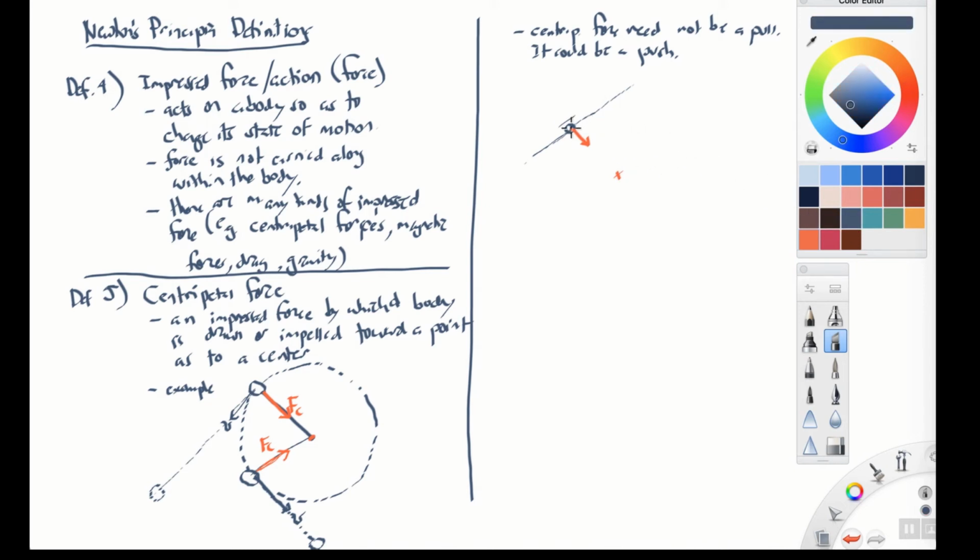And now instead of going in this direction, now it goes in this direction. Okay, so its trajectory was from here to here. As a result of that force, this is a centripetal force because it's acting toward this point right here, and now the hockey puck goes in that direction.